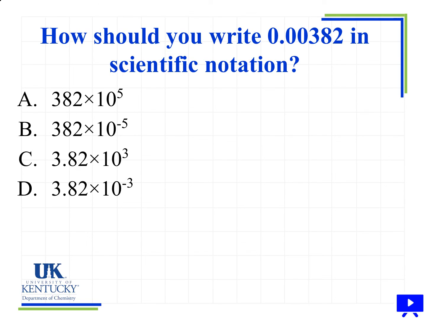How should you write this number 0.00382 in scientific notation? Hopefully, you got the correct answer as D, 3.82 times 10 to the minus 3. Remember that when we write a number in scientific notation, there is one digit to the left of the decimal point. We write times 10 to the, and our exponent is determined by the number of decimal places we move the decimal point. For this number, we moved it 3 places, but we also noticed that we moved it to the right, and this number is less than 1, so our exponent is going to be 3.82 times 10 to the minus 3.